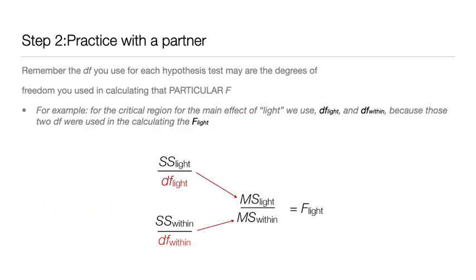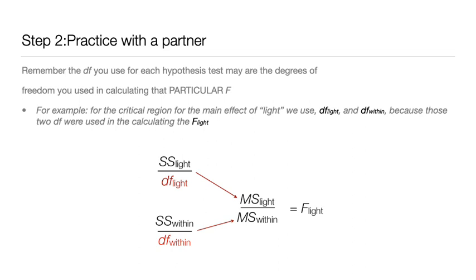For step 2, we're going to calculate those degrees of freedom. Remember, which degrees of freedom we use for each of those F tests will depend on which degrees of freedom went into calculating that F ratio. So for our F ratio of light, we'll see that degrees of freedom light and degrees of freedom within went into that calculation, and so those will be the two we use.